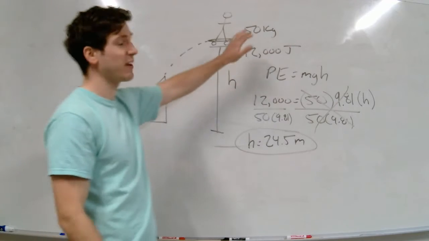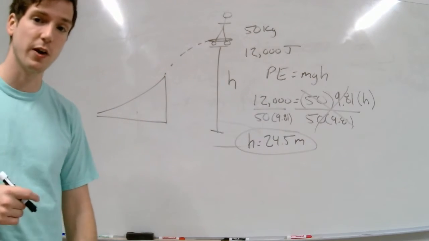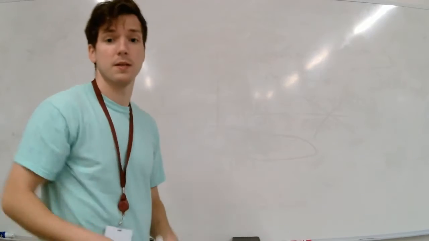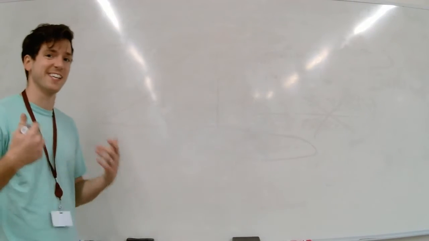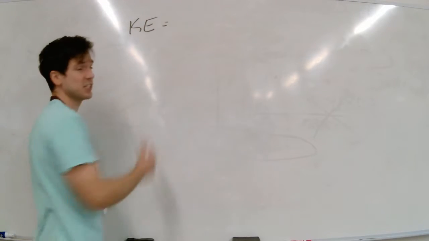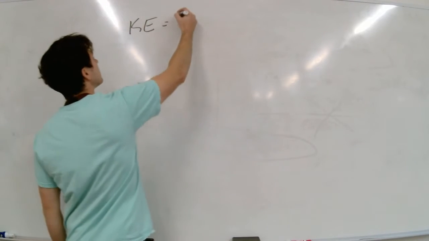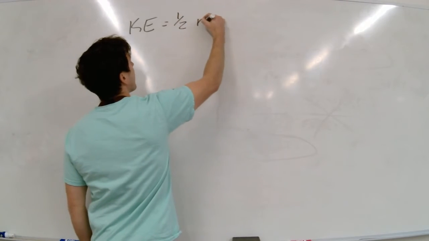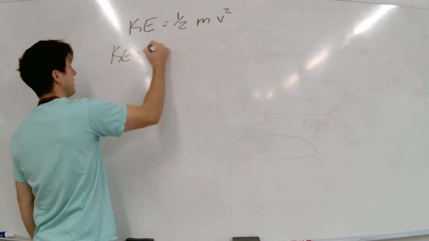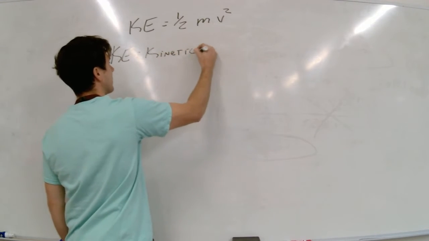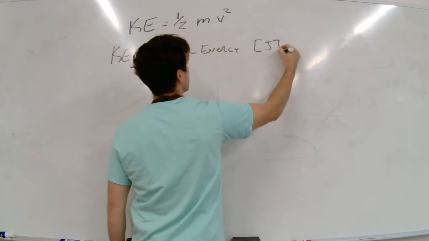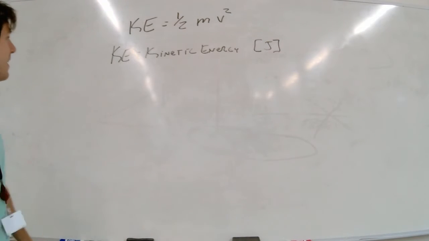Just make sure that if I give you something in grams, you're converting it to kilograms, and always make sure that your height is in meters. The next thing we're going to talk about is kinetic energy. Kinetic energy, similar to potential energy in that it's measured in joules, but its equation is 1/2 mv squared. So like I said, KE stands for kinetic energy, and it is also measured in joules, okay?